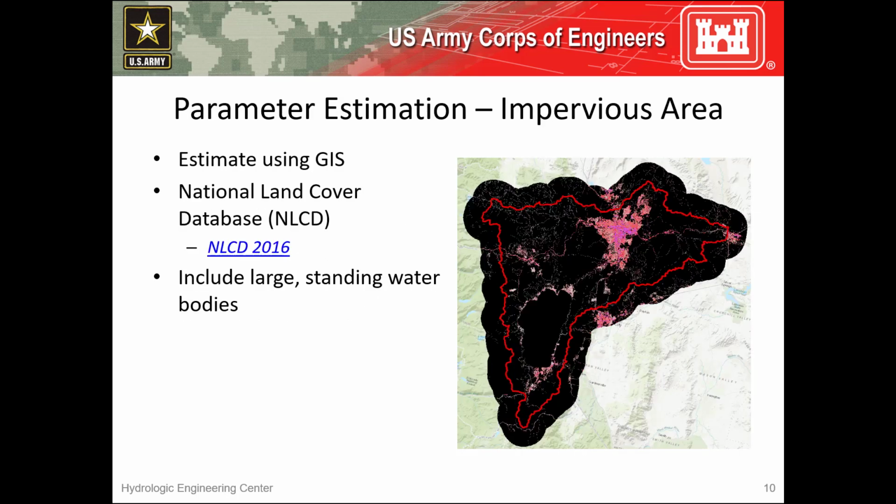And finally, like I've said in previous videos, the percent impervious area can be estimated using a GIS source like the National Land Cover Database. But be sure to include large standing water bodies in these estimates, as rain falling directly onto a large lake or reservoir should not be subject to infiltration.